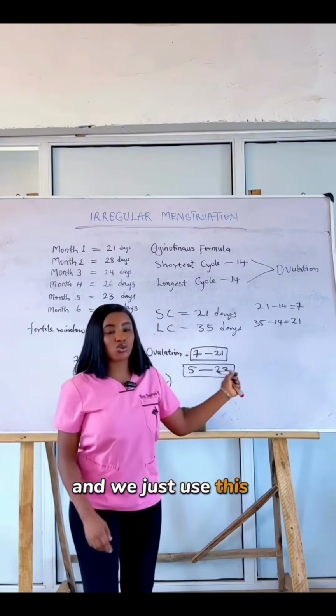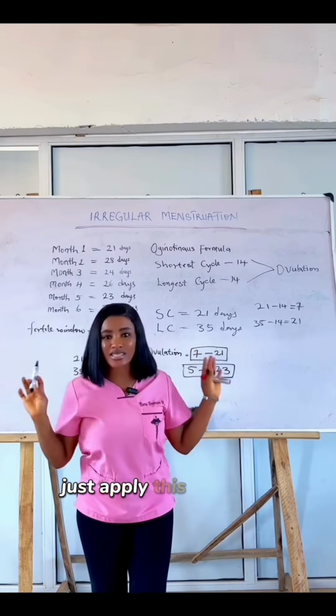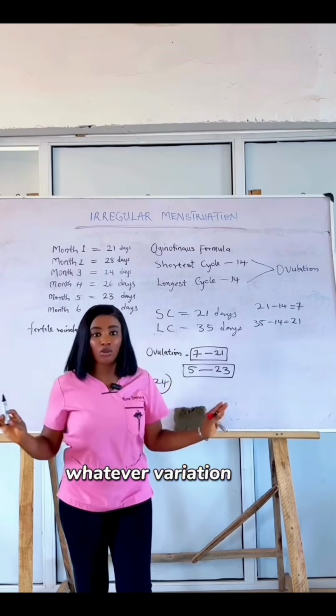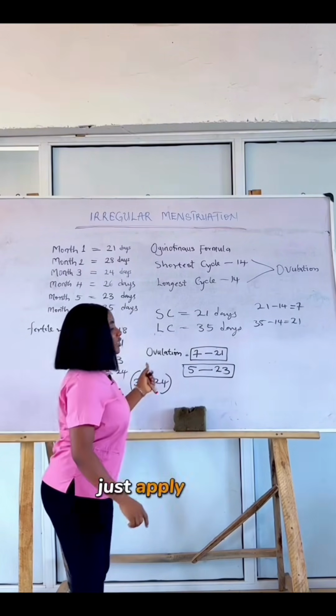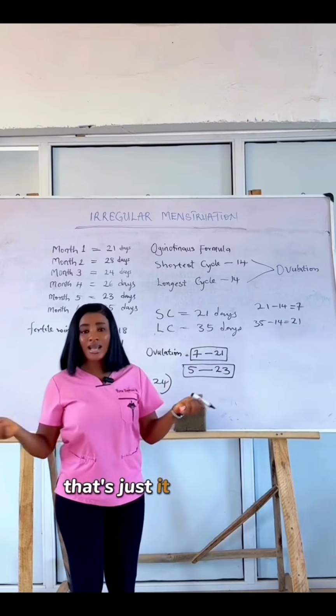And we just use this one for an example. Don't tell me that, oh, your own is so and so. Just apply this method to your own. Whatever variation of cycle that you are having, just apply this particular method and you get your ovulation and fertile window. That's just it. As simple as ABC.